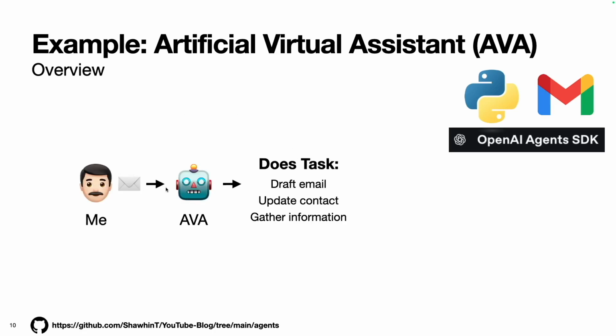This is kind of like the vision. I'm really fascinated by this idea of having email be the interface for an AI application. The idea is I will interact with Ava the same way I might interact with a VA that lives in another state or another country or something like that. So I'll just send her an email and then she'll do things like draft emails for me, update contact information, maybe gather information from a shared knowledge base or something like that. So basically a drop-in replacement for a human virtual assistant.